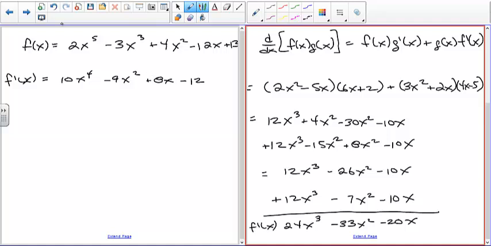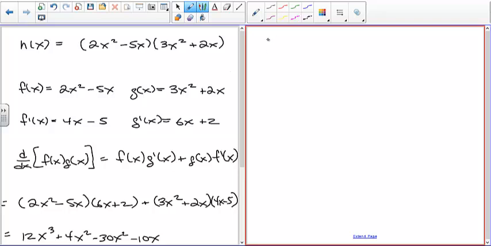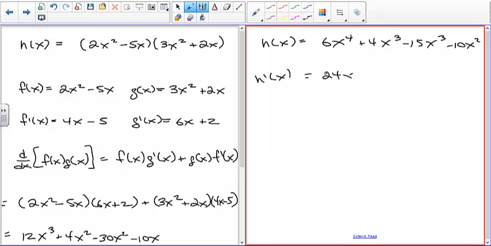Now, I'm just going to go ahead and multiply it out before we take the derivative, just to make sure I did that right. So we'll get 6 times 3, that's going to be 6x to the 4th here, and then we'll get 2 times 2 is 4, so it's plus 4x cubed minus 15x cubed and minus 10x squared. So now if we take the derivative of that, we'll get 24x cubed. 4 times 6 is 24. These two together will give you negative 11. I should have simplified that before. Let me do that.